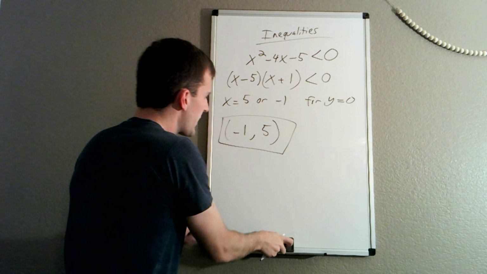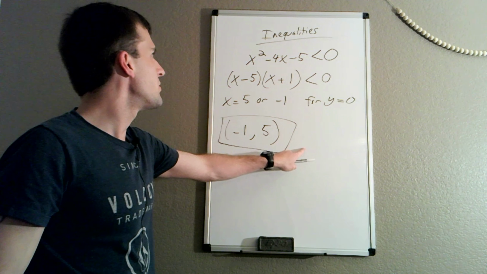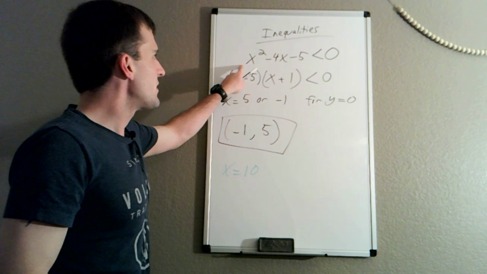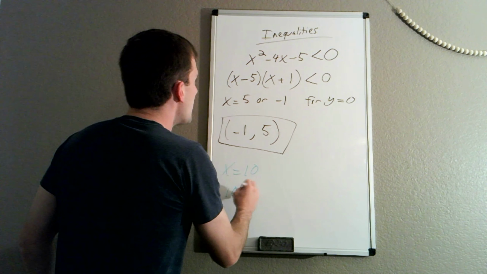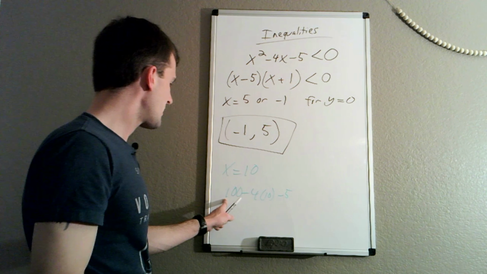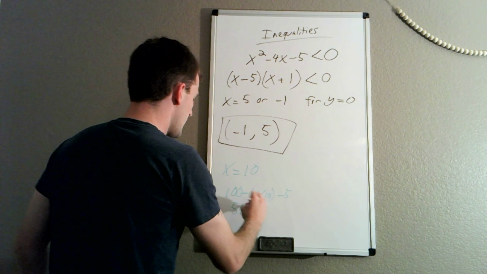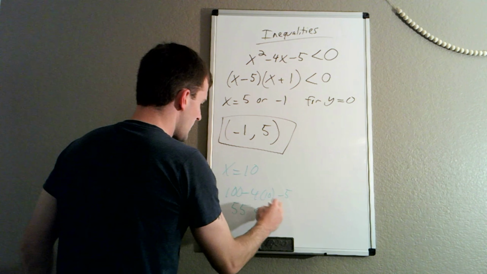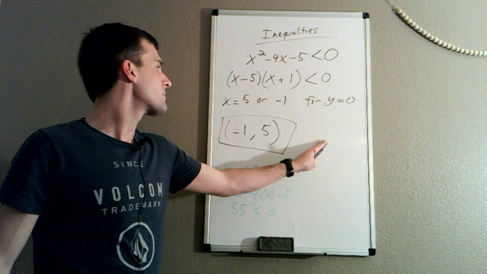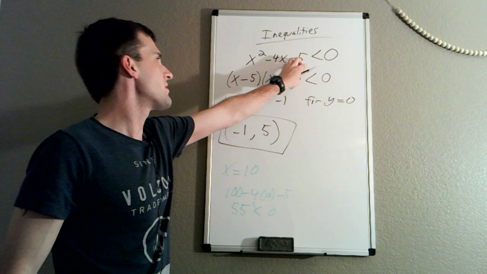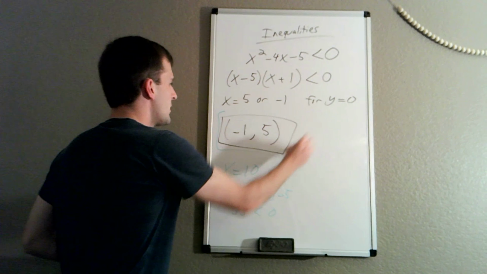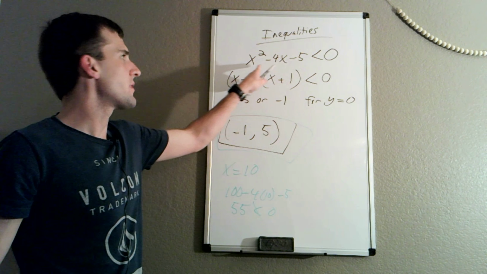And now let's choose something outside of this interval on the right-hand side. So we'll choose 10 in this case. X equals 10. When we plug this in, we're going to get 100 minus 4 times 10 minus 5. And this is going to equal 55. And 55 is not less than 0. So we know on the right-hand side as well, outside of this interval, this is not true. So this interval here must be the correct answer. This is all the values of x that will make this inequality true.